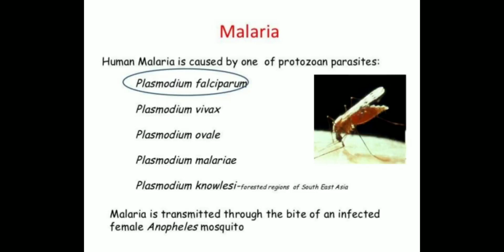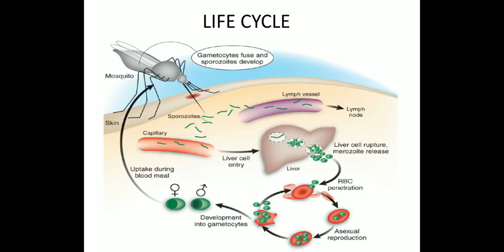Okay, so how is malaria transmitted? Through the bite of an infected female Anopheles mosquito. In our country, malaria is actually endemic, especially in the northern parts of our country, North India. It is an endemic disease. Here also it is common. It is not that common, but we can see cases of malaria frequently.